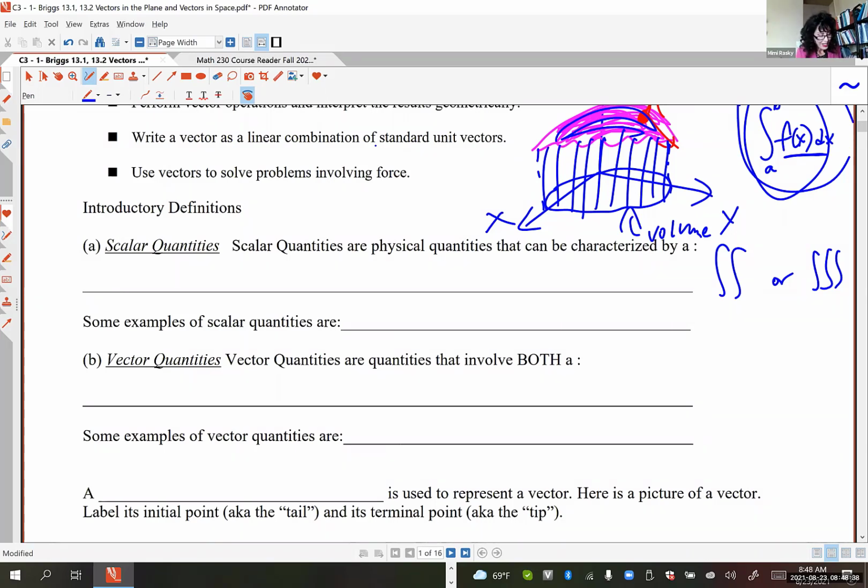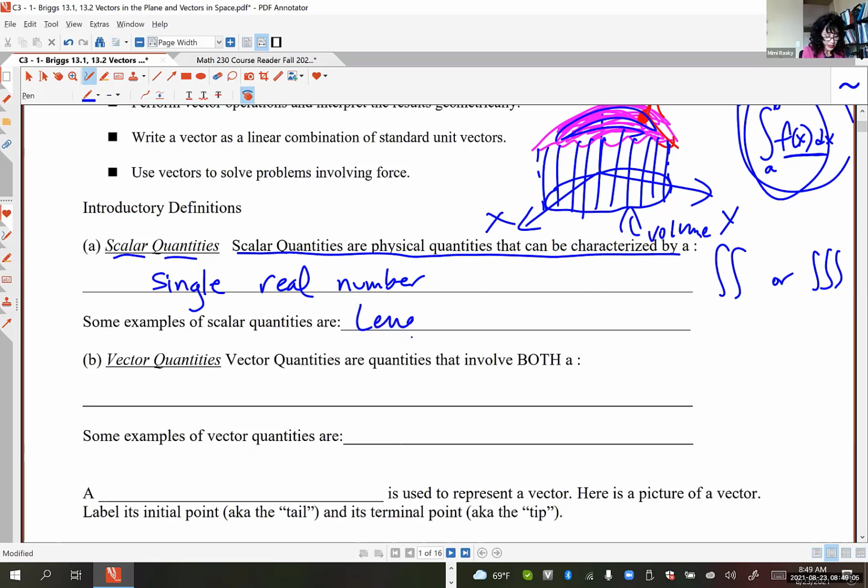Okay, so introductory definitions. Scalar quantities. What the heck is a scalar quantity? You may have heard the word scalar before. Scalar quantities are physical quantities that can be characterized by a, and write this down, single real number. That's right, just a single real number. That's called a scalar. What are some examples of scalars? Well, the length of something is a scalar. Like I'm on a table right here. It's a card table. It's kind of cheesy. But like, what would be the length of one of the sides of this table? I don't know, probably looks to me like it's 3 feet. The 3 is a scalar. It's a pure number.